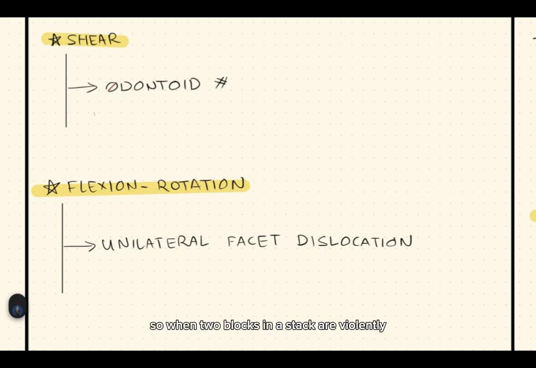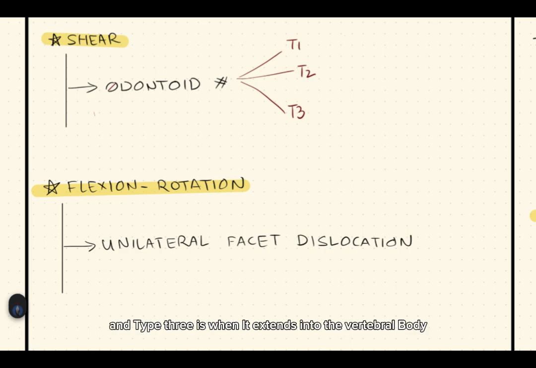So when two blocks in a stack are violently forced to slide or shift horizontally, it can cause injury like odontoid fracture, where the peg gets broken off from the body of C2. Itself, it can be of three different types: type 1, type 2, and type 3. Type 1 is an avulsion of the tip fracture. Type 2 is from the base of the odontoid fracture, and type 3 is when it extends into the vertebral body. Now, type 1 is a stable sort of fracture.